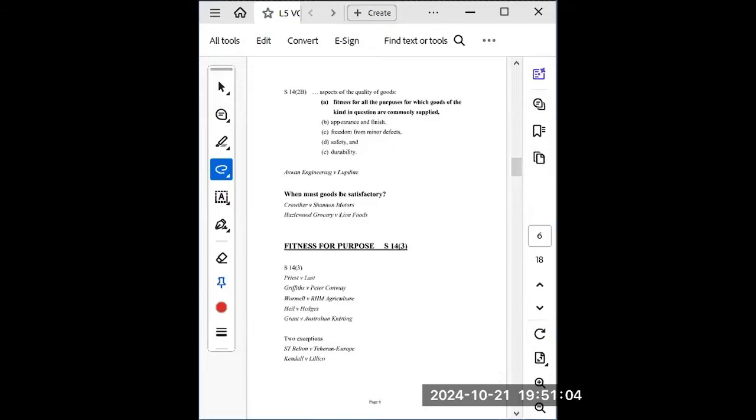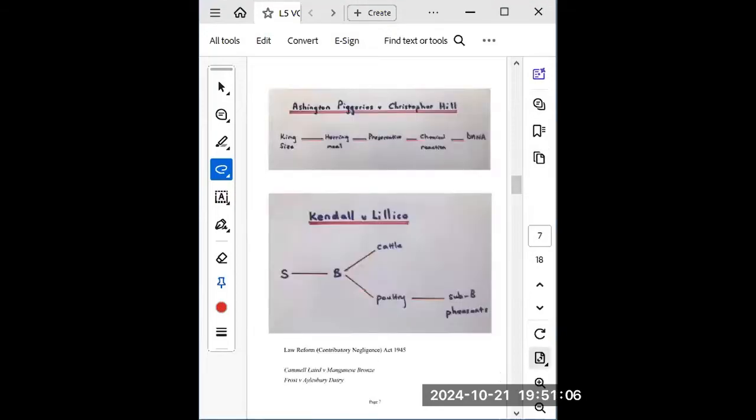Let's go back to the case of Ashington Piggeries against Christopher Hill. This is the case about the mink food, which caused liver disease in the mink. The House of Lords said no breach of Section 13. Just because the herring meal was contaminated, it did not alter the identity of the herring meal. It was still herring meal. So no breach of description, Section 13, no breach.